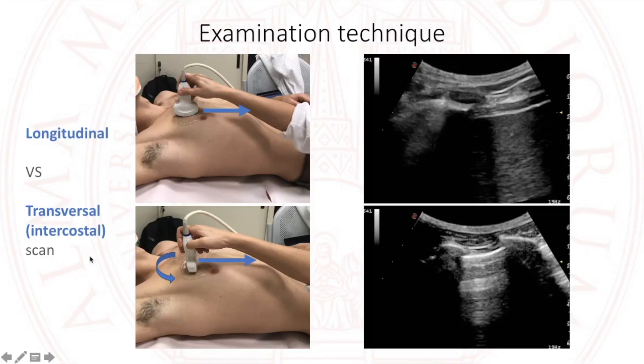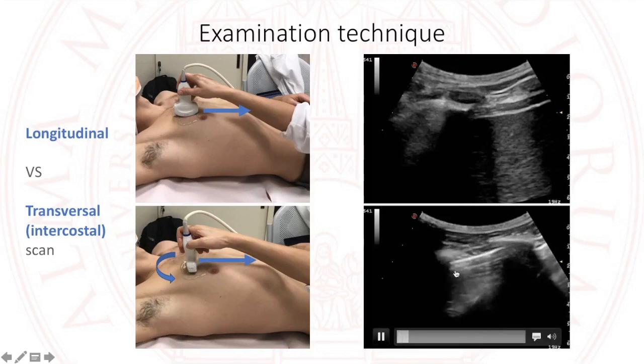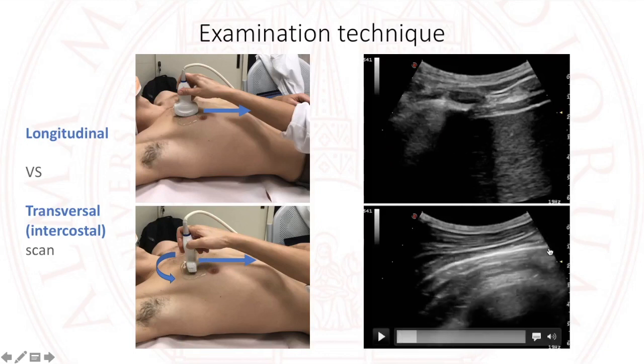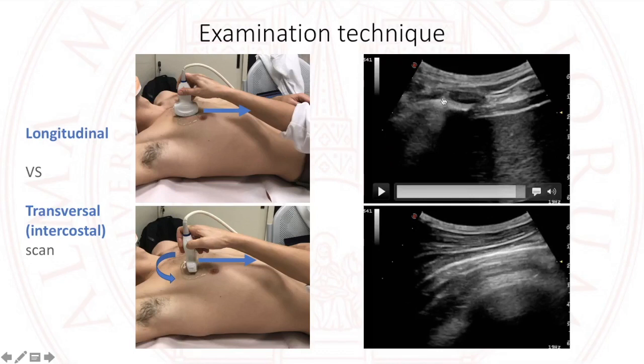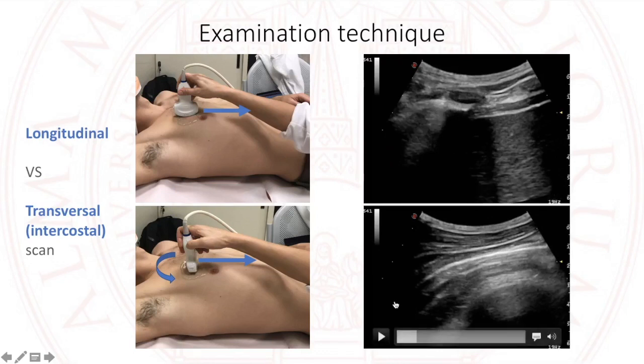And the other possibility, which is very important in these patients, is the intercostal scan or transversal scan. We rotate the probe from here to the transversal approach, putting it in between the ribs. So what we see now is the pleural line in a much larger surface. So this is better to understand the anatomy of the part, and this to assess for pleural abnormalities.